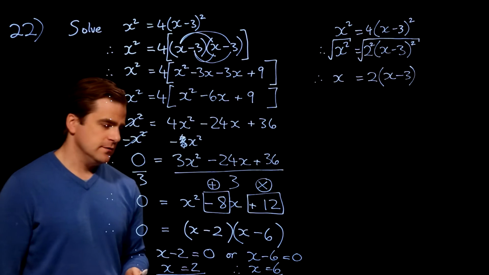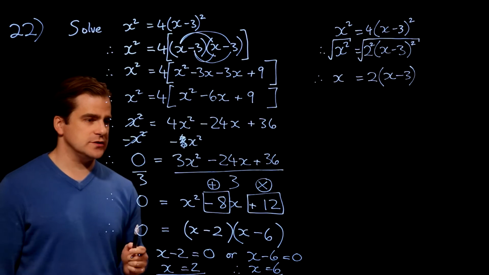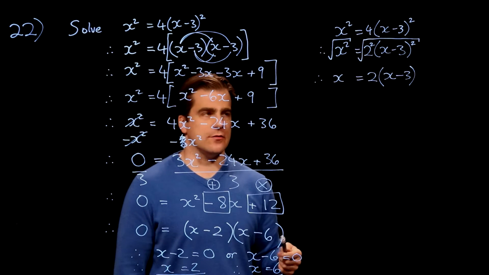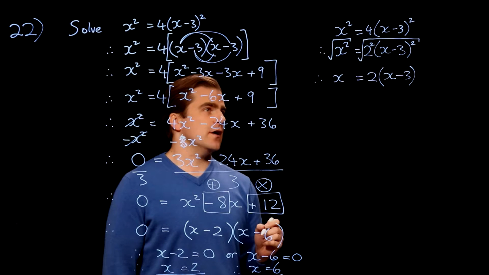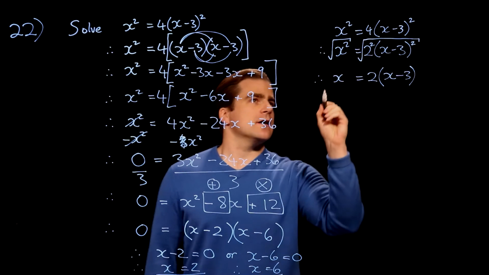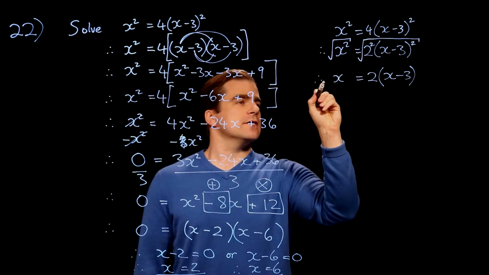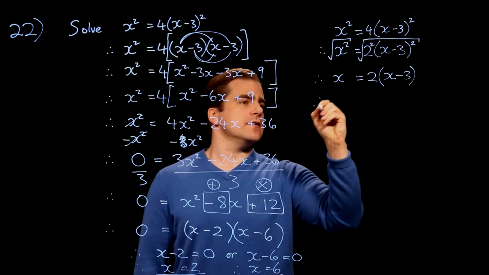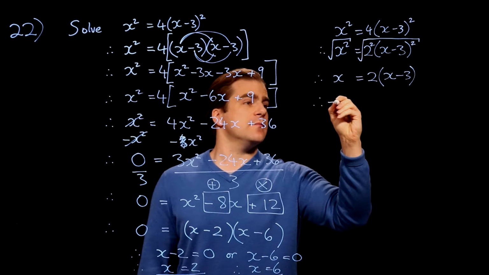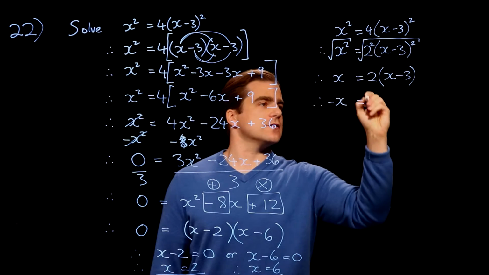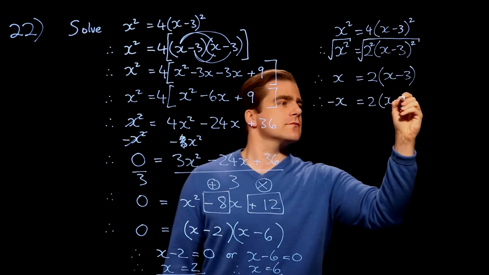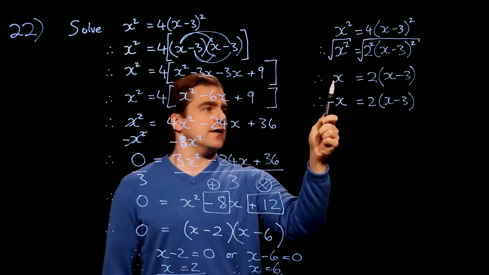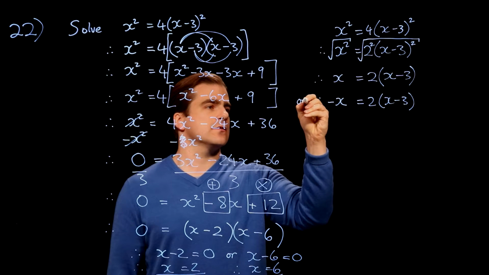Like down here, you get two solutions to a quadratic. We've only got one equation there. We must need another one. So we can say that that is definitely true, but we can also write down a second solution and say that minus x is equal to this, because when you take the square root of x squared, you can get x or minus x.